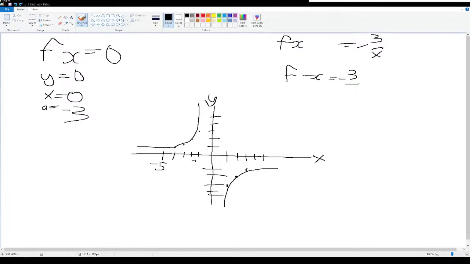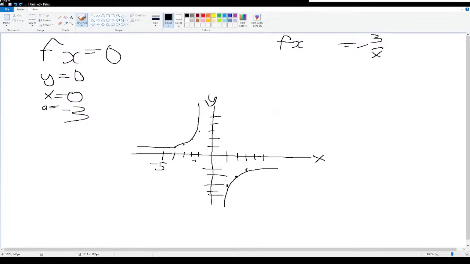So if this form were to hypothetically be, let's say, negative 2 over x, this would determine what the parabola or hyperbola or whatever looks like. Just, yeah, that's about it.